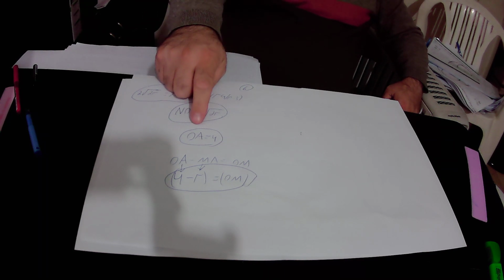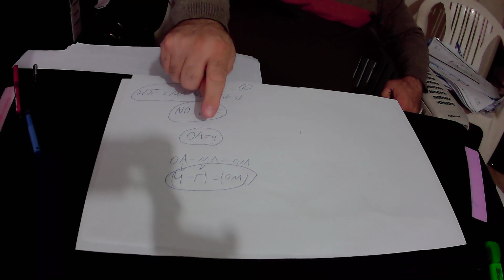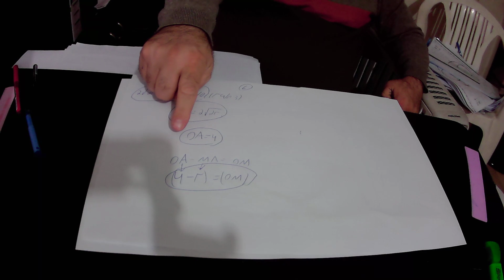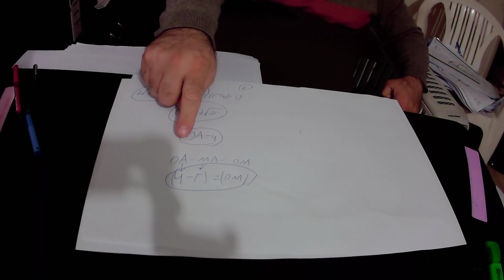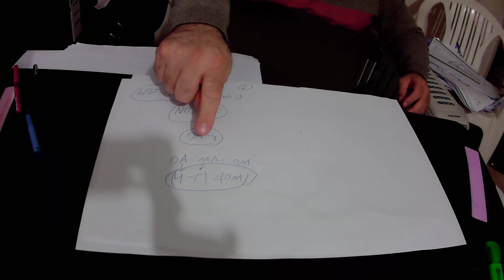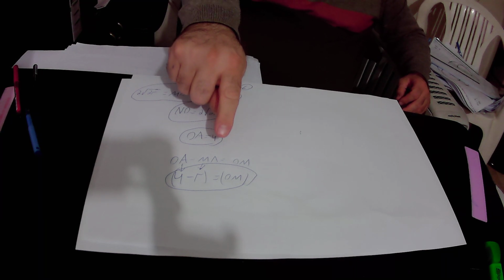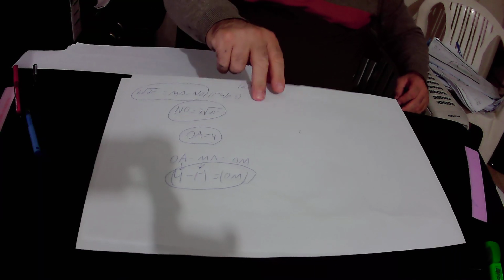And we know that AO is the radius of the semicircle, it equals 4 units. So MO equals AO, that is 4 units, the radius of the semicircle, minus AM, that is R, the radius of the small circle. So in total we got that MO equals 4 minus R.